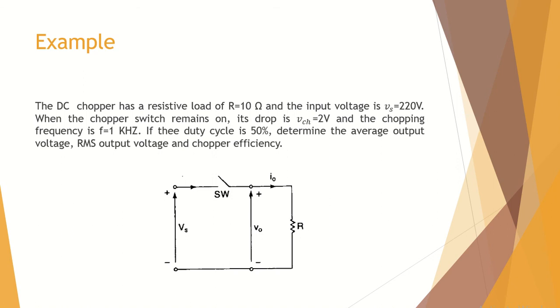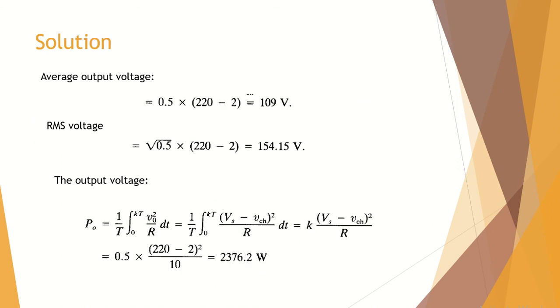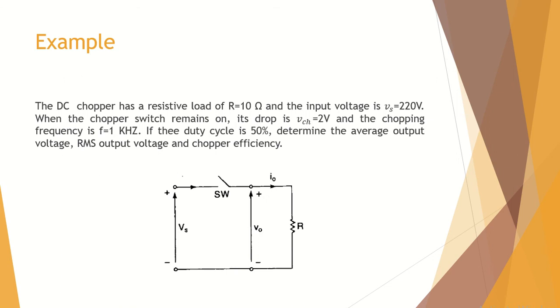Our duty cycle is how much? 50%. It becomes 0.5. So 0.5 into what is the voltage? 220. Our input voltage is VDC 220. So our formula for average output voltage is KVS.